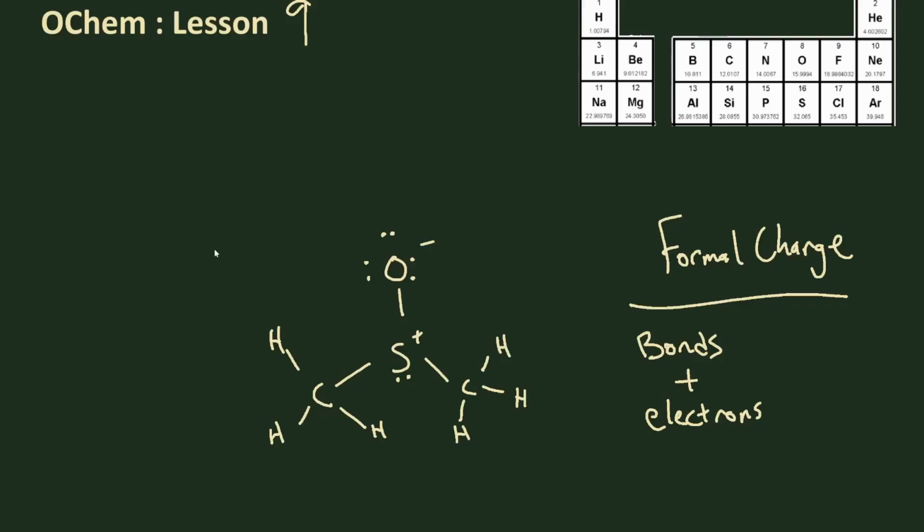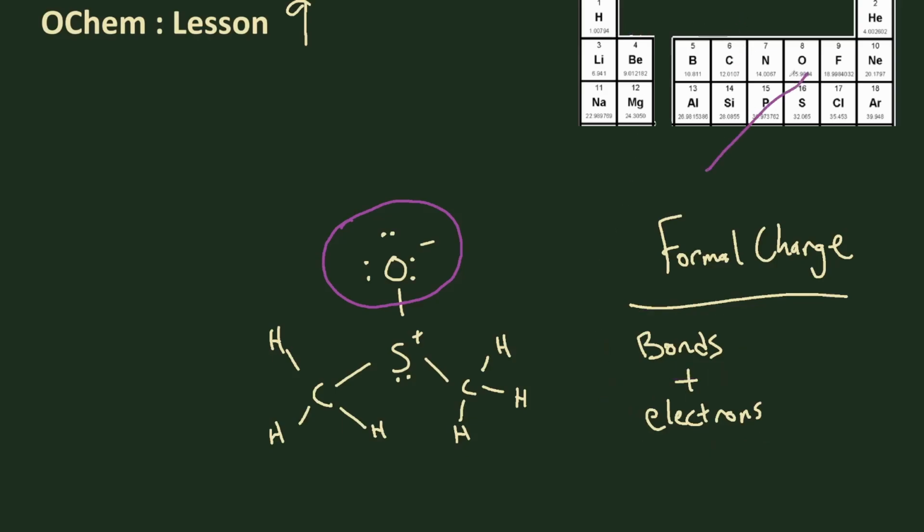In lesson 9, we're going to talk about formal charge. It's very quick, very simple, very easy. We use it as kind of a bookkeeping method to look at individual atoms. So I'm going to circle oxygen in his only space here. We're going to add up the number of bonds and the number of electrons, and compare it to what we expect.